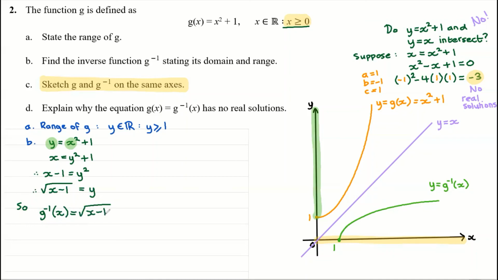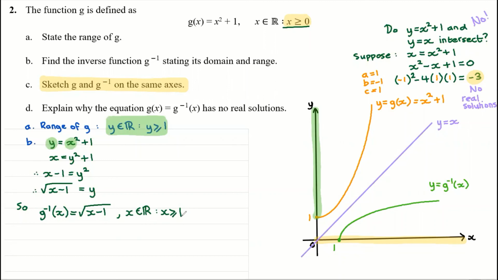And let's state the domain and range. Well, the domain is the range of the original function. The range of the original function is here. We found that in part A. There it is. So I just have to swap the variables. So x is any real number, just copying this down from part A, but the restriction is that x has to be greater than or equal to 1.